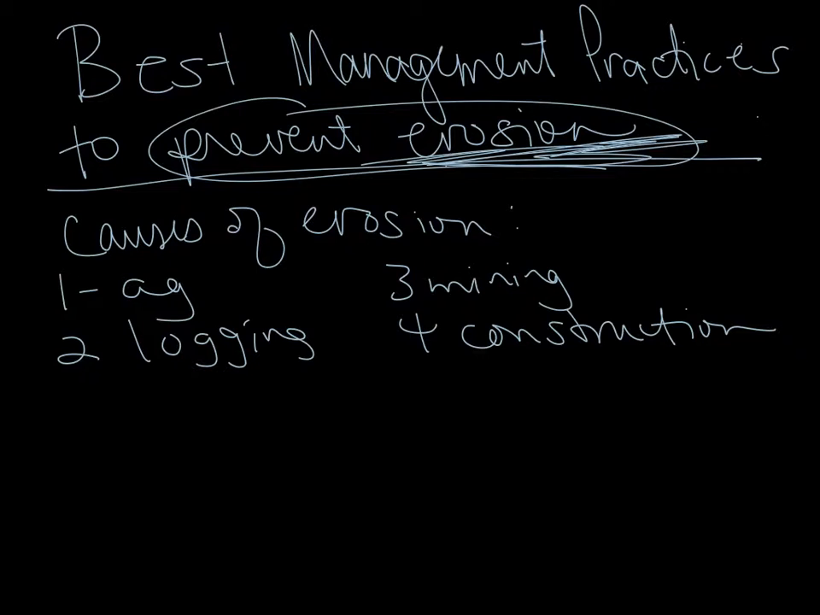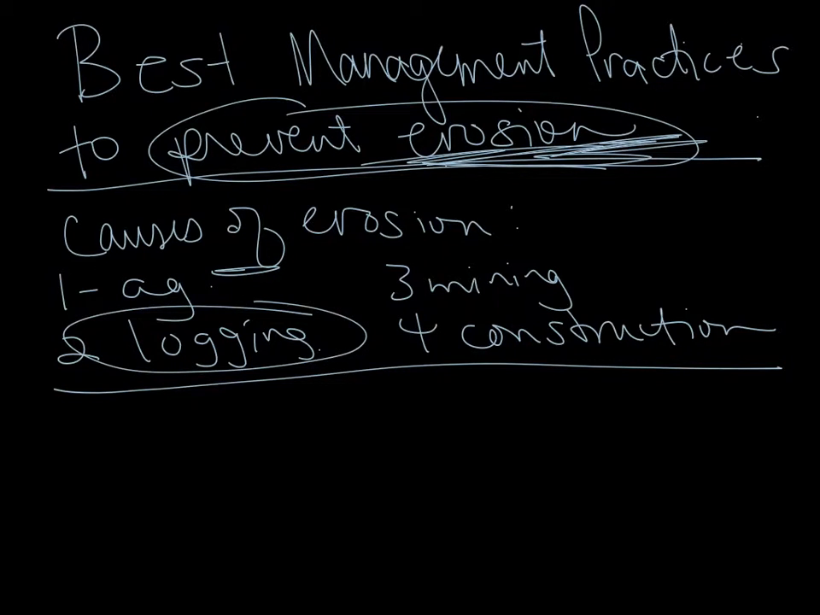But we also incorporate our knowledge of how to prevent it so that we can keep it for our profits. So the four main causes in the world of erosion, obviously, is ag. A lot of the world is ag. Logging, mining, and construction. Now, that isn't to say that there aren't other causes of erosion, but these are four of the main ones.